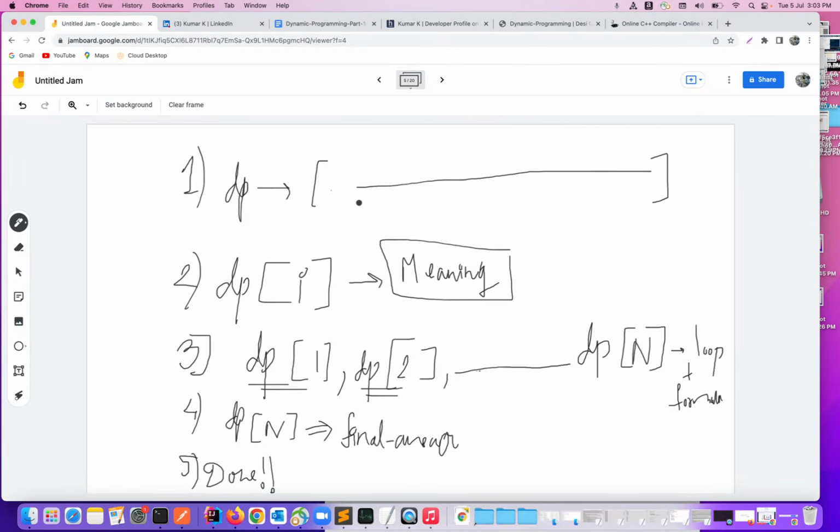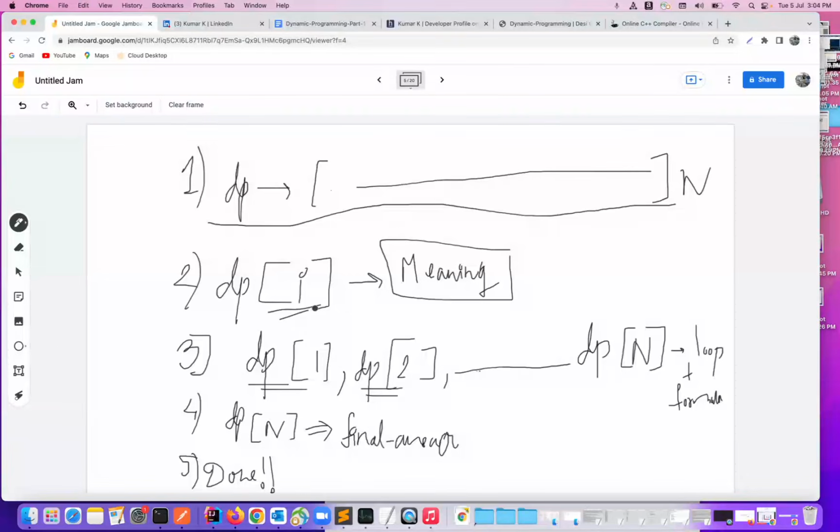So whenever a DP problem is given to you, the first thing, as you are beginners, this is a beginner level video, all you need to do is declare an empty DP array of size n. Just declare an empty DP array of size n. Got it? Now, what is the meaning of DP of i?